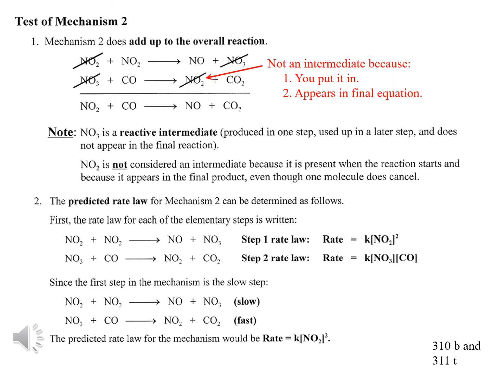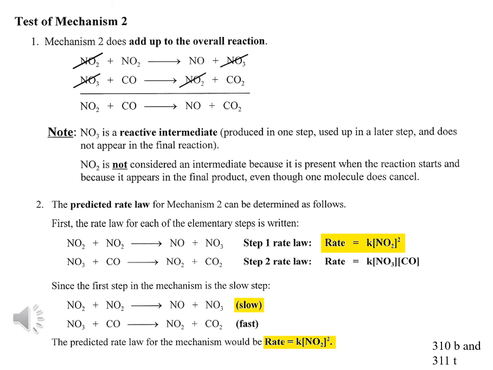NO2 is not an intermediate because we put it in. It's one of the reactants. And it also appears in the final equation. So that does not qualify as an intermediate. In order to determine the predicted rate law for mechanism 2, all we have to do is to look at the two steps and realize that it's predicted that the first one would be slow. So the predicted rate law will be the same as the rate law for the first step.